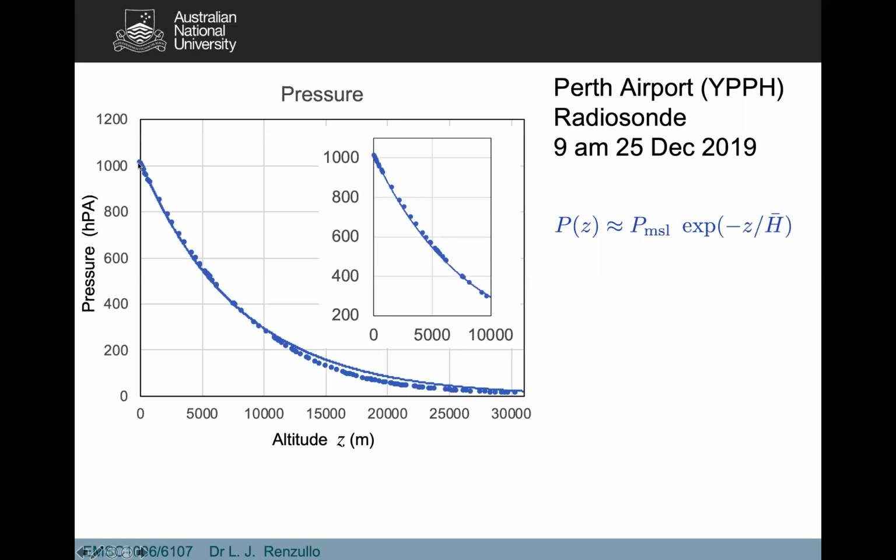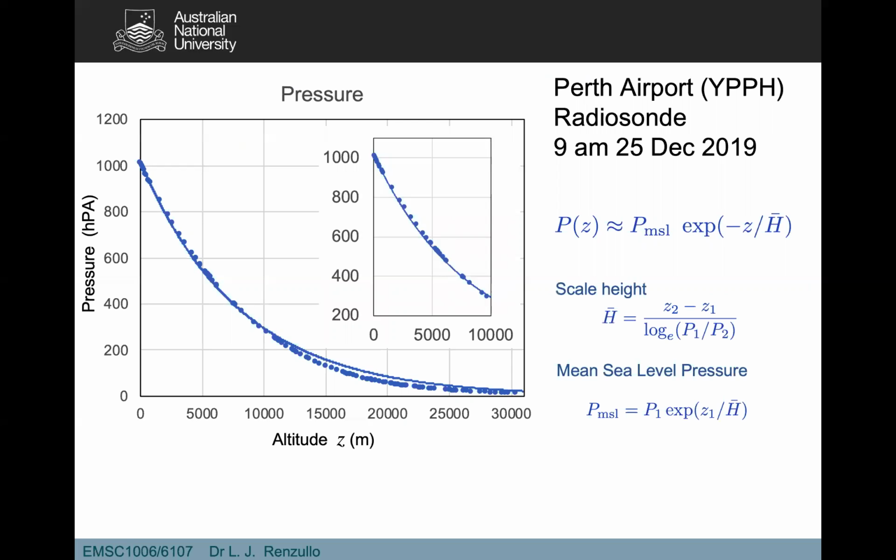But you can see that because this particular solid line, this model, was fit to the observations in the lower part of the profile, it fits quite well to the lower part, up to about 10 kilometres. But then at about 15 or 20 kilometres, that fit doesn't fit so well. Nevertheless, we fit the model by taking the difference of the first two observations in the profile at those two altitudes, Z2 and Z1, and dividing that by the natural logarithm of the pressures at those respective altitudes to give us our scale height.